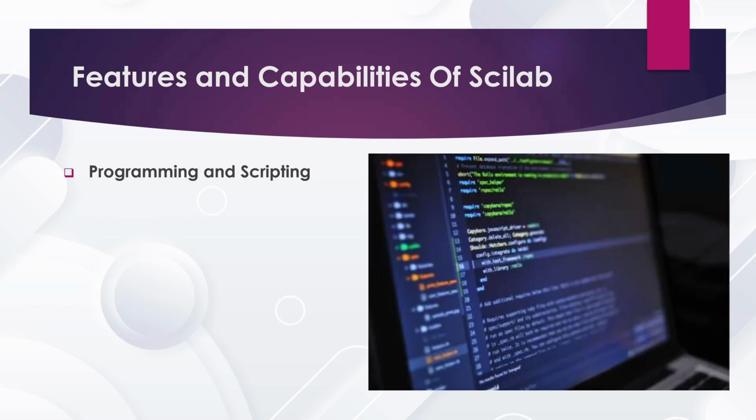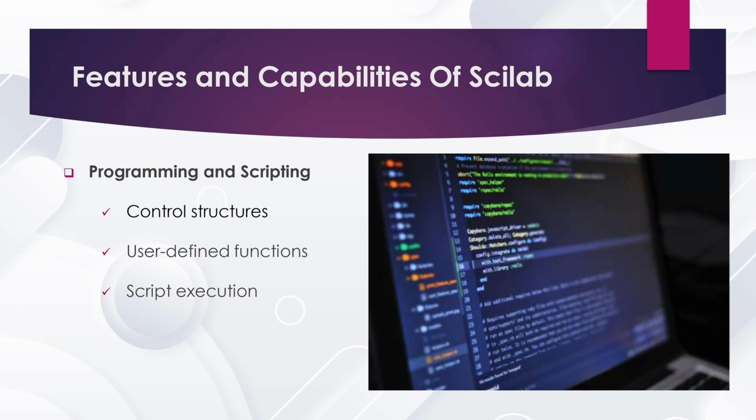One of the prominent features of Scilab is its capability for programming and scripting. Scilab supports structured programming, allowing users to write scripts and functions for automation, data processing, and numerical computation. Key programming features include control structures, user-defined functions, and script execution, where users can write script files to execute multiple commands in sequence. Code debugging is also included, where debugging tools are used for error detection and performance optimization.